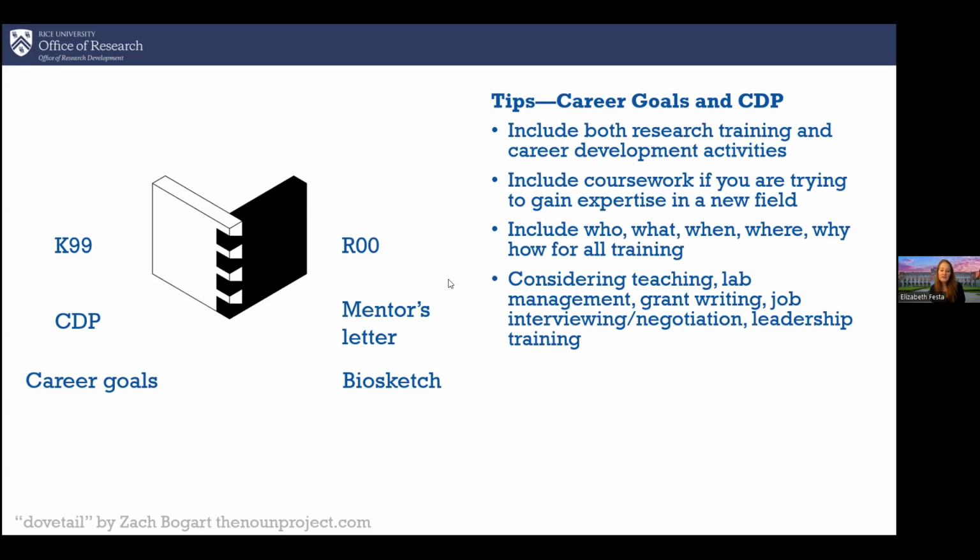You may also want training in teaching, lab management, grant writing, job interviewing, negotiation, leadership training. All of those should be reflected in the application, and they should be specific, not just gesturing to them, but having a specific plan for acquiring those skills. Again, I keep repeating this, your mentor really needs to know you and know your plan, and they're going to echo that again. It's a principle of grant writing in general to reiterate and to use some strategic repetition, but I think it's especially important in the K99. The detail is really important.